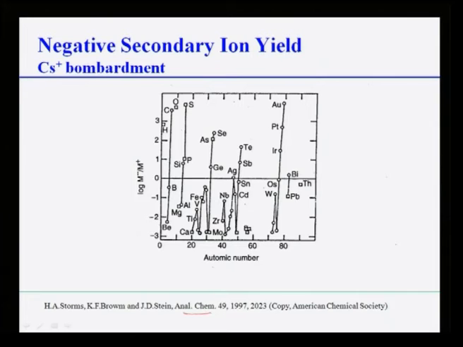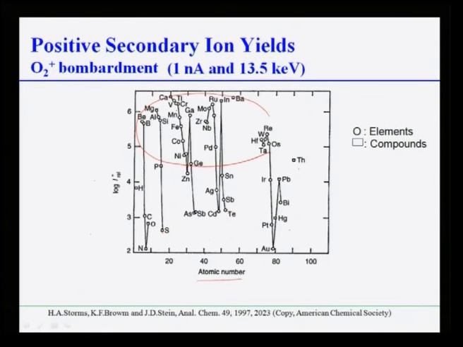If you see here, zero yield, zero log zero basically means 1. So, above this, these are good. Therefore, for carbon, oxygen, sulfur, silicon, phosphorus, arsenic, selenium, germanium, to some extent silver, antimony, tellurium, iridium, platinum and gold, cesium is good. But for metals like iron, aluminium, magnesium, zirconium, tungsten, probably the oxygen 2 plus ion is better. That is what is shown here.